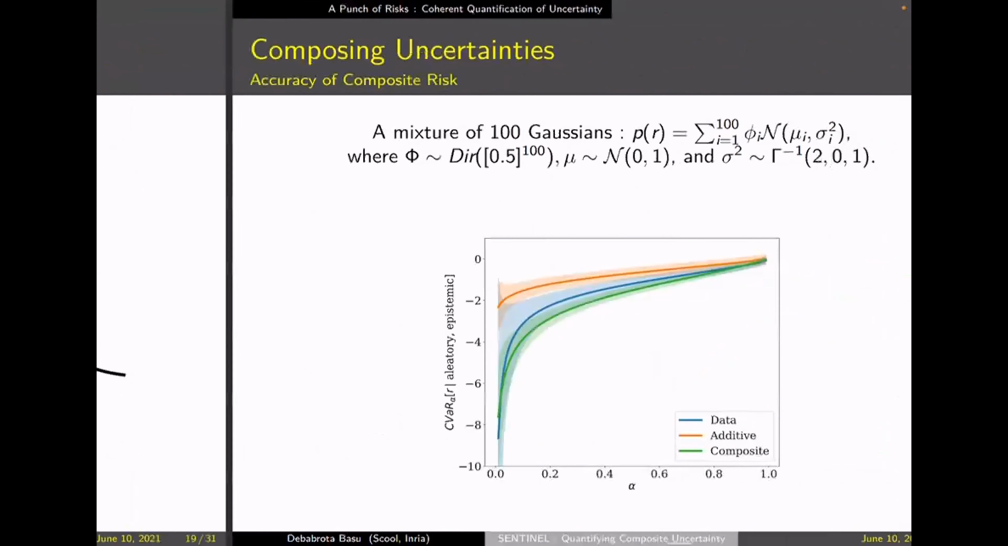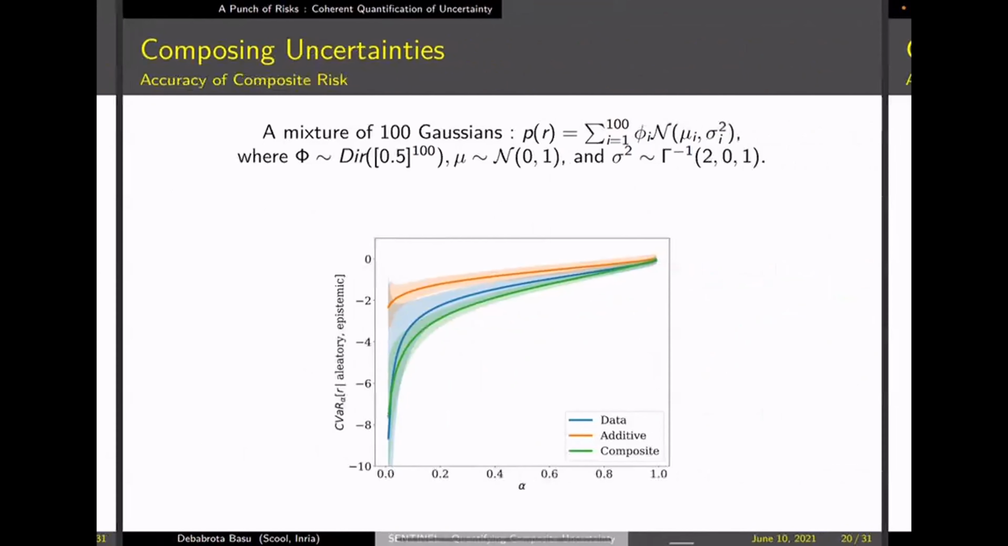And we see from data, if you make this 100 Gaussians and add them, that we are much closer to the data, that is this blue line, and the green line is the composite risk. The additive risk, specifically in these low zones which are quite far in the tail, is quite far away from the data, quite inaccurate.